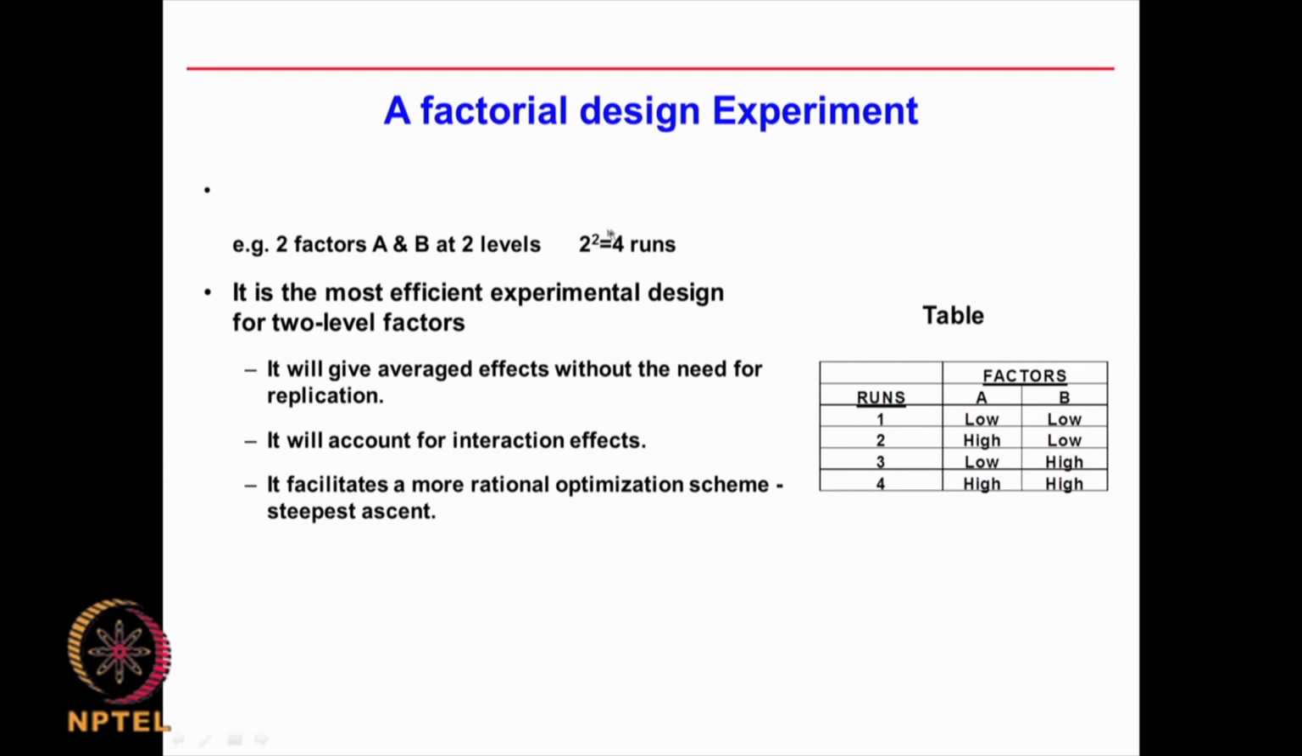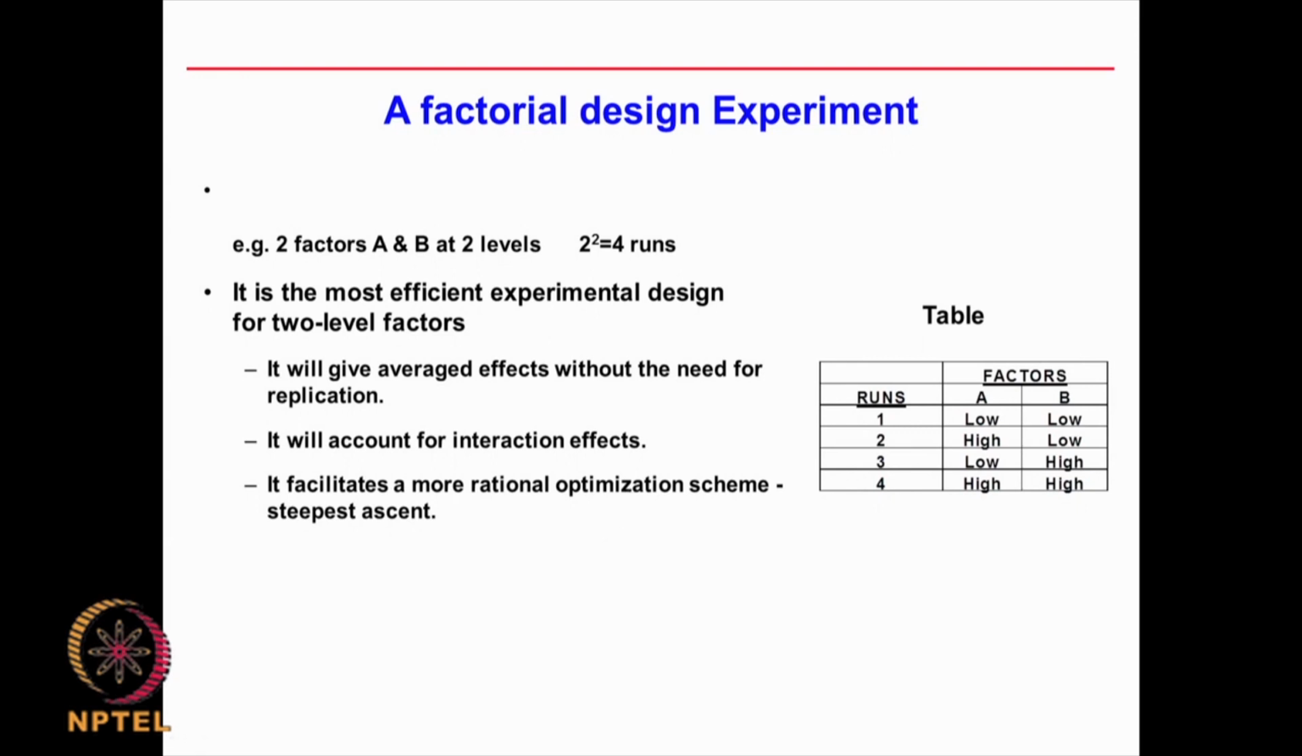That is called a factorial design. Factorial designs are very efficient. It will also give averaged effects without the need for replication. It can also look at interactions, because as I said, we are going to change many variables at the same time. It gives you a nice idea later on to optimize.